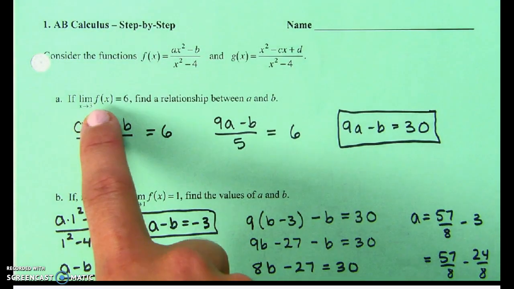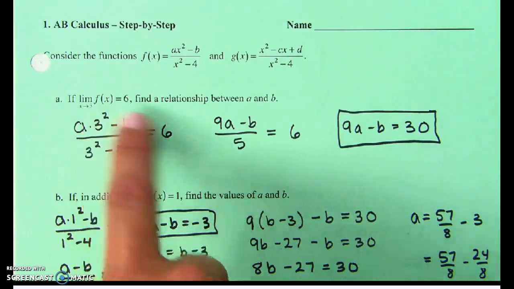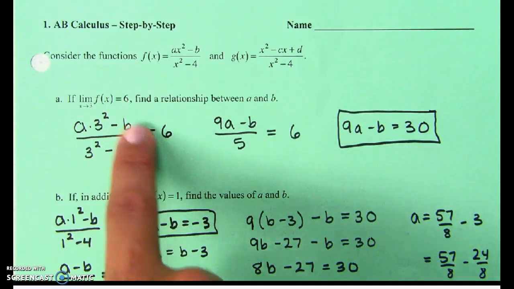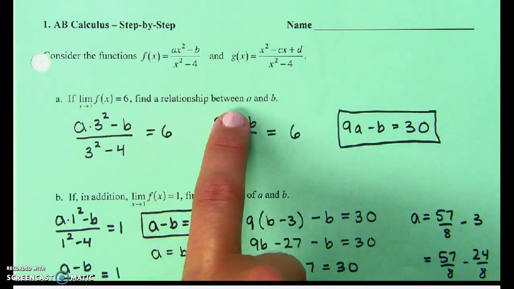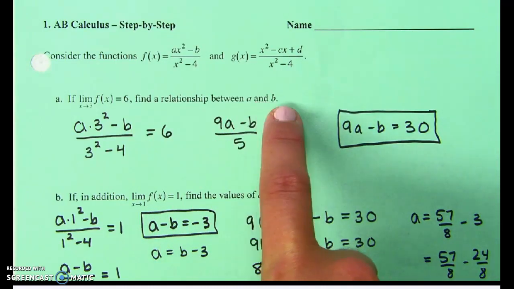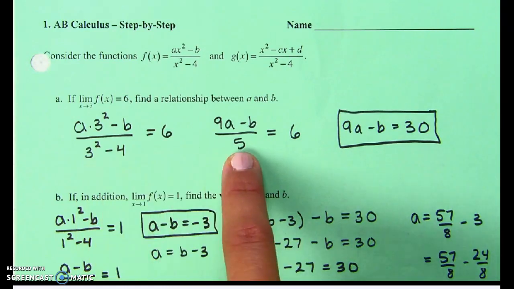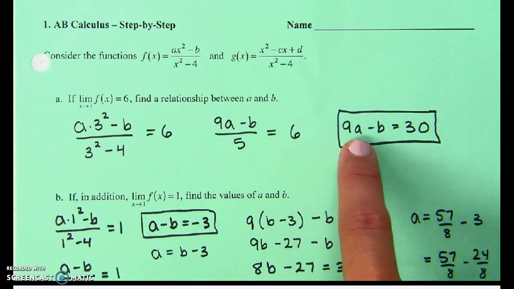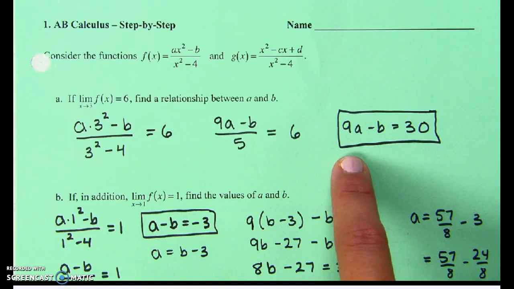If the limit as x approaches 3 equals 6, then you can plug 3 in for x and set that equal to 6, and make sure you use the f function there. Then simplify, that's step 1. And if you're wondering what that means, find a relationship between A and B, that means you can't solve for both of them because you have two variables but only one equation. So once we know that 9 minus 4 is 5, you can multiply that 5 to the other side to get 30. So we have 9a minus b equals 30. That's your answer. That's the relationship between A and B. That's it.